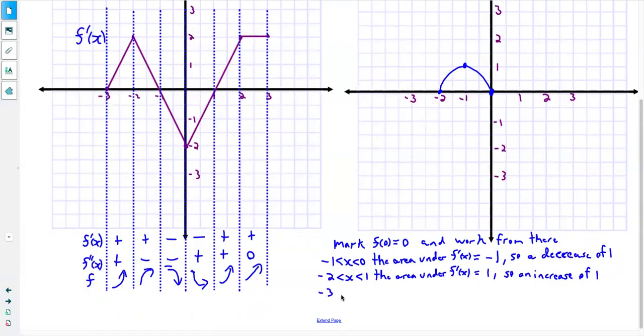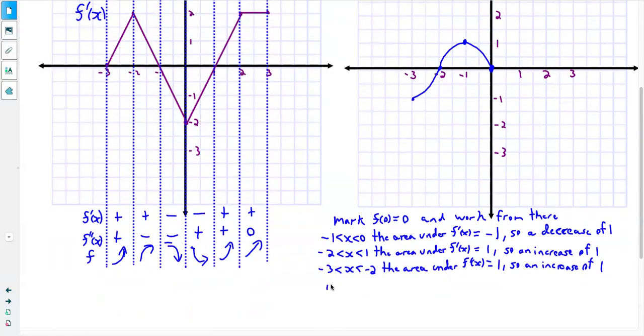Now if we look from -3 to -2, we can see that the area under f prime of x is also equal to positive 1. So also an increase of 1. So therefore, we know we start here, but we've got this curve. So we know our graph would look something like this. So we've completed half of our graph. Now we'll do the other half.